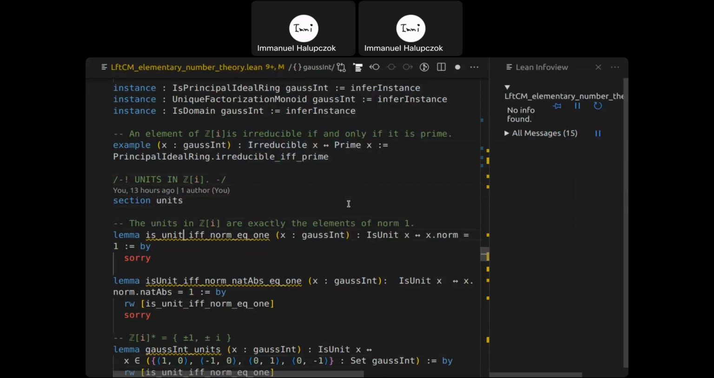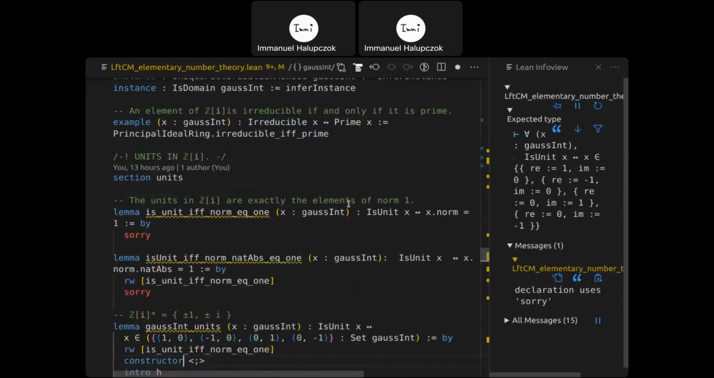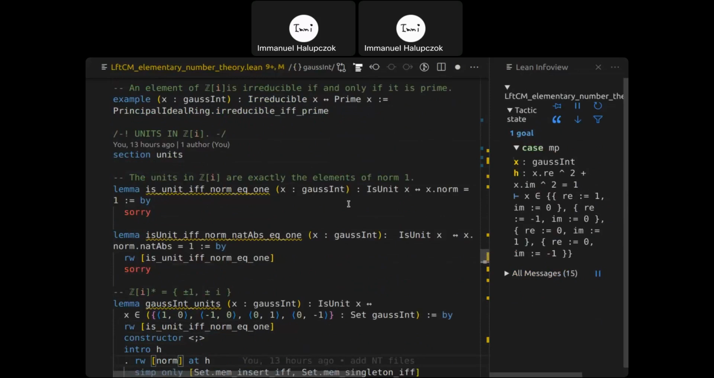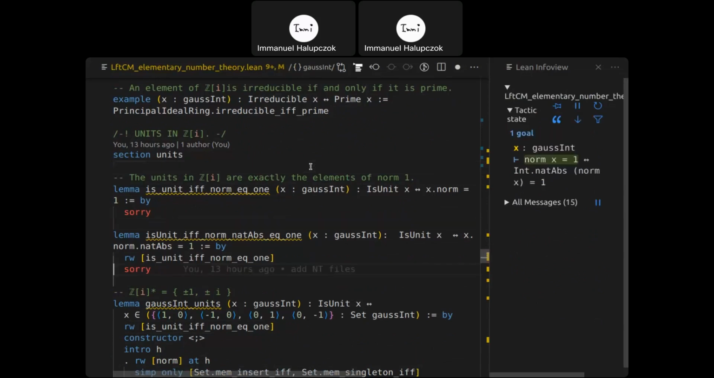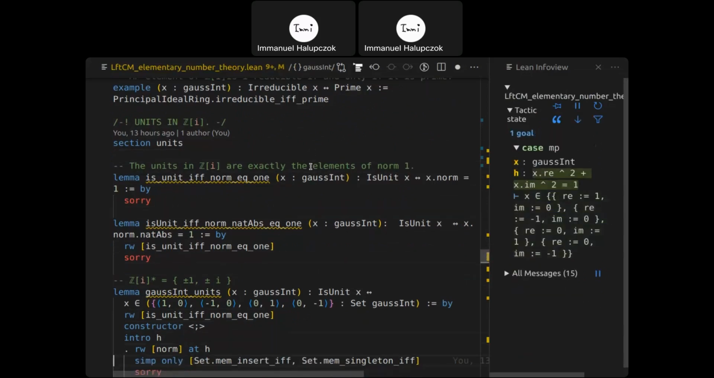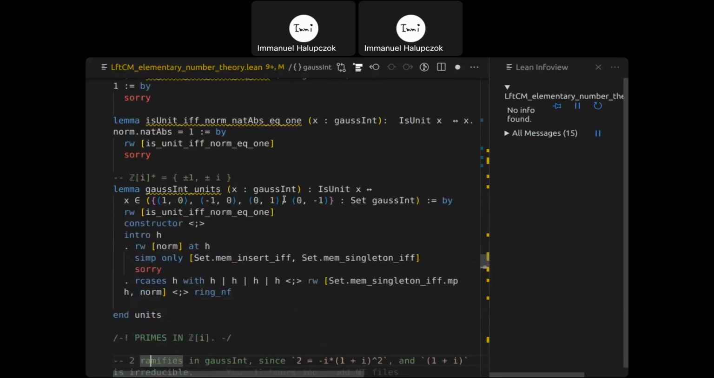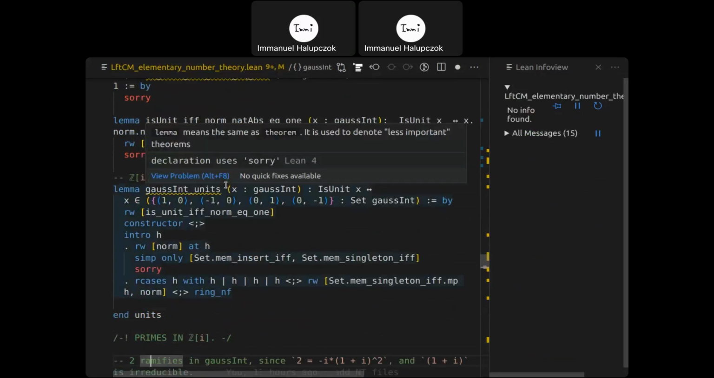Okay, now the next part is I want to say something about what the units are in the Gaussian integers and what the prime elements are. So for the units, this is the easier part. The units are going to be the elements that have norm equal to 1. So that's the first lemma that I asked you to prove here. And then we see that there's actually only 4 of them. So the units are going to be plus or minus 1 or plus or minus i.